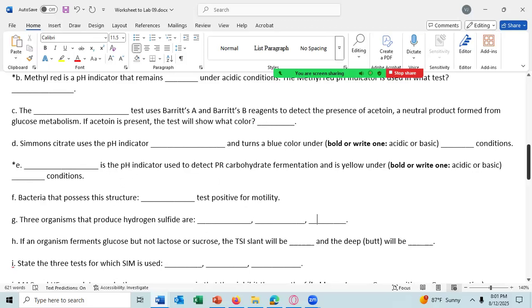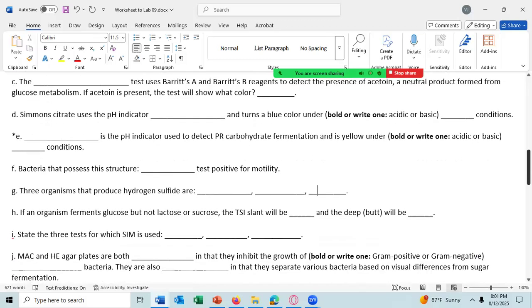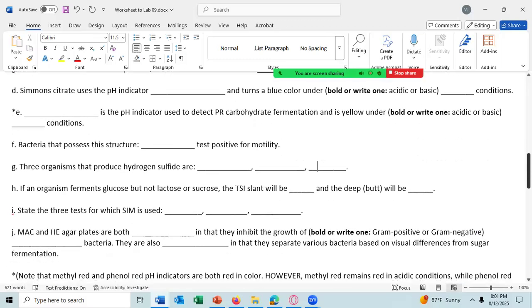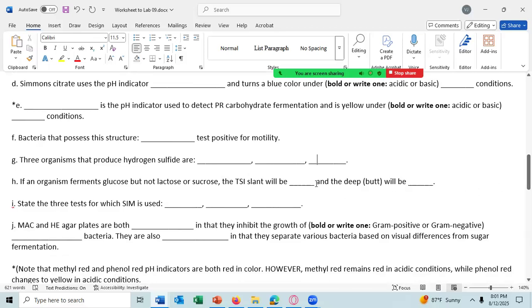2H, if an organism ferments glucose, but not lactose or sucrose, the TSI slant will be what color? And the deep butt will be what color? Any questions about any of that? For I, state the 3 tests for which SIM is used.